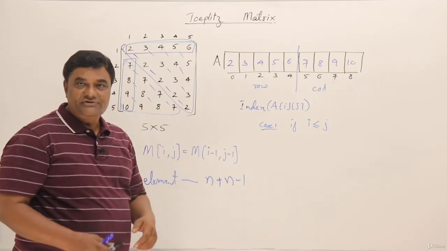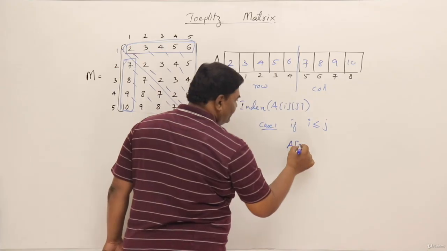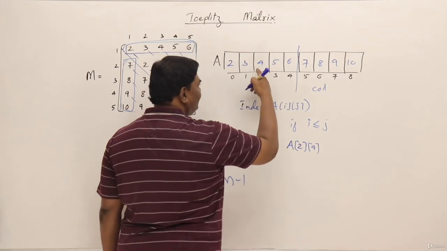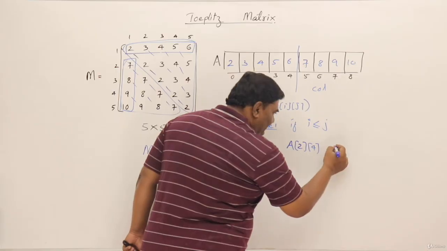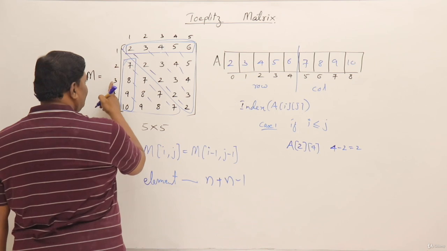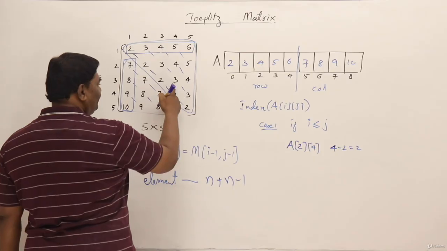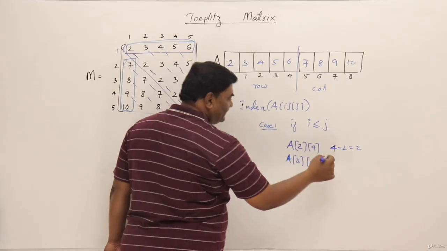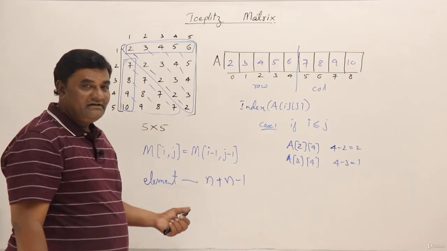So I'll take some examples and show you. Suppose I want the element at a of 2, 4. So 2, 4 is 4, that is 3, and that 4 is present here at index 2. So how can I get the index? Let us subtract 4 minus 2, that is 2. Then what about the element a of 3, 4? The element 3 is at index 1. So let us do 4 minus 3, it is 1. So it means if I subtract j minus i, I am getting the index.